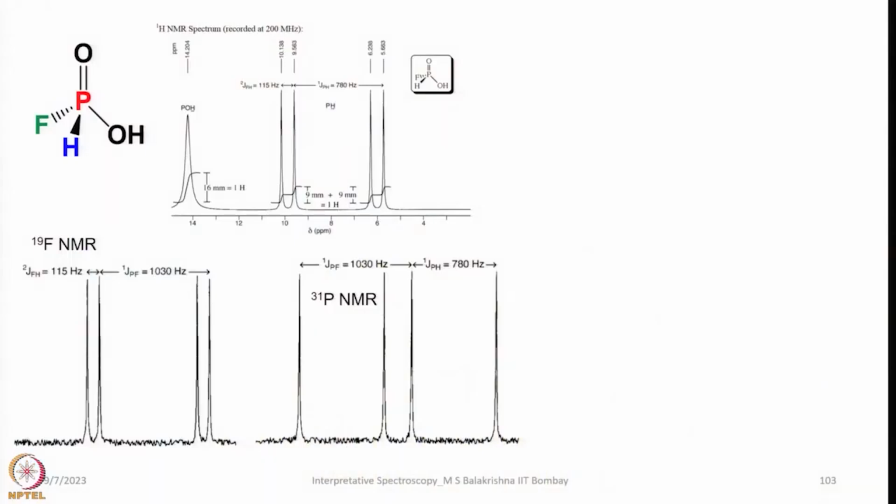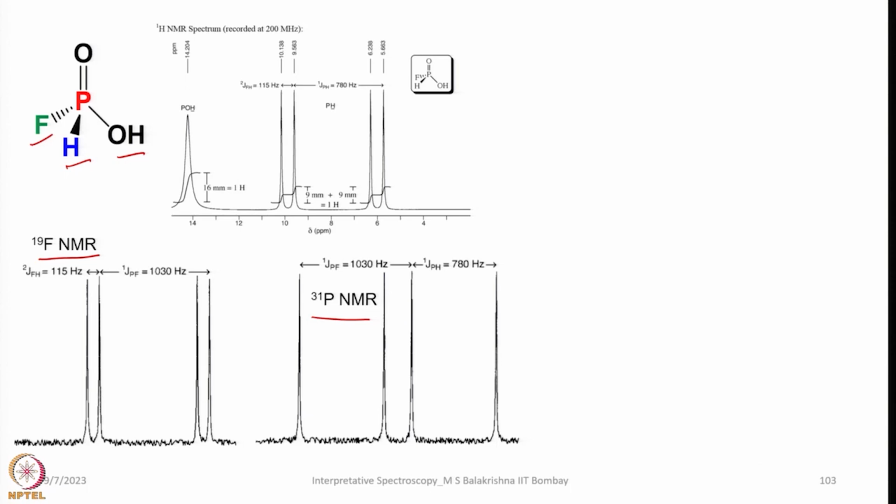So one such example I am going to show you here. Look into this phosphorus compound. We have on phosphorus one fluorine, one H, and one OH group. And I have also displayed the 1H NMR spectrum, 19F NMR spectrum, and also the 31P NMR spectrum. So let us see how one can split the lines to see if the multiplets are okay or not.